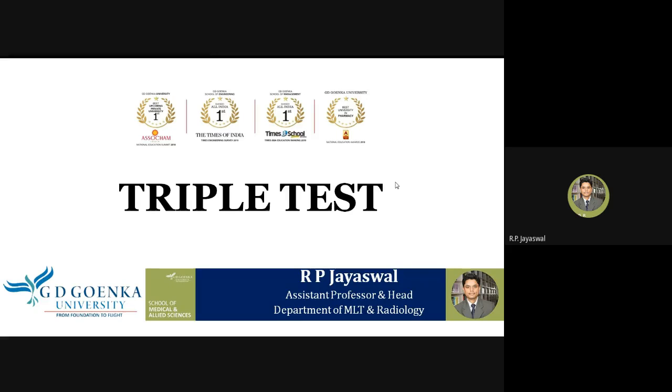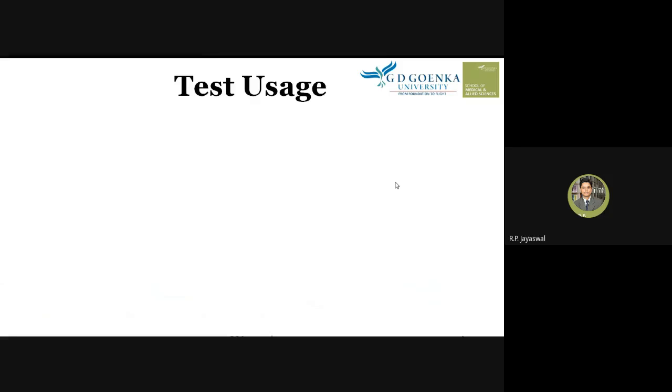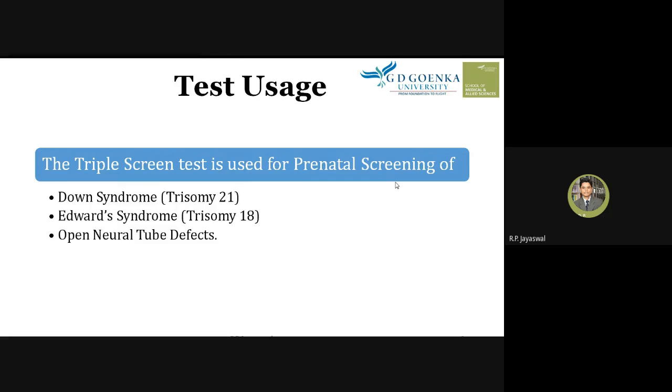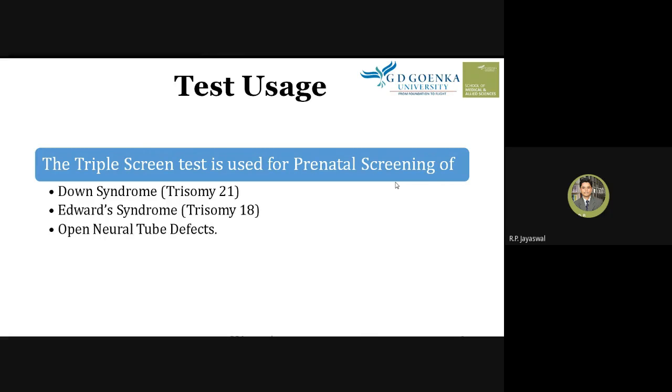Okay, today we are going to study the triple test. This is one of the tests we are going to study in practical. Let's know about this test. What is the usage of this triple test? The triple test is a screening test and basically used for prenatal screening of Down syndrome, Edwards syndrome, and open neural tube defects.